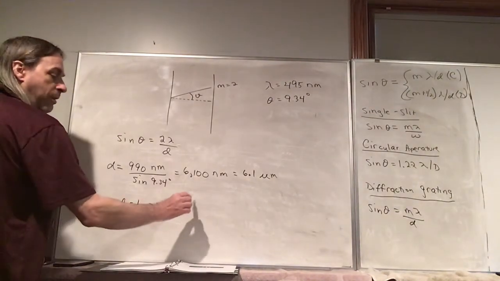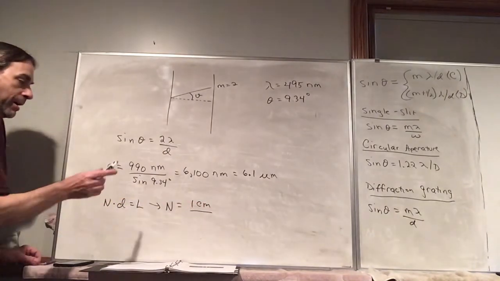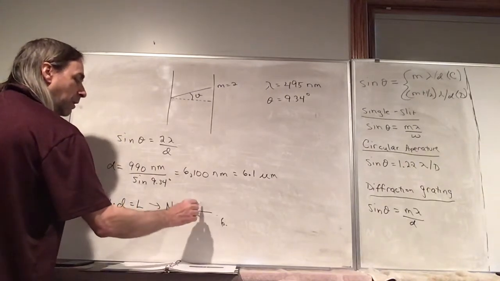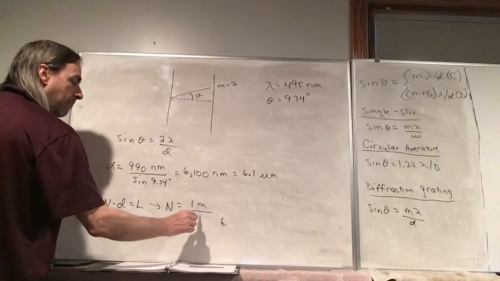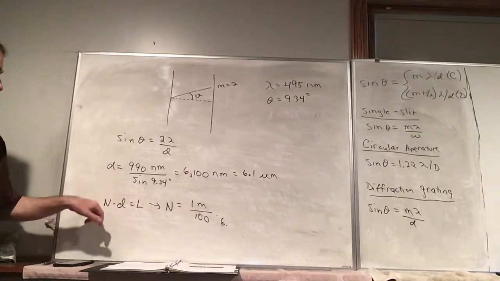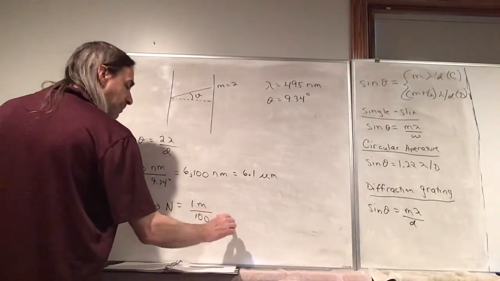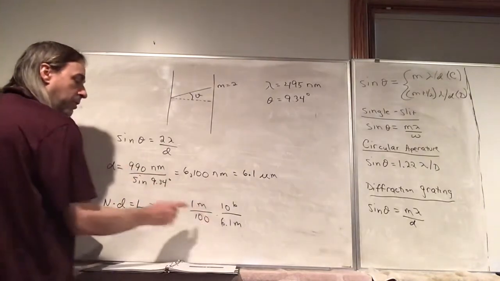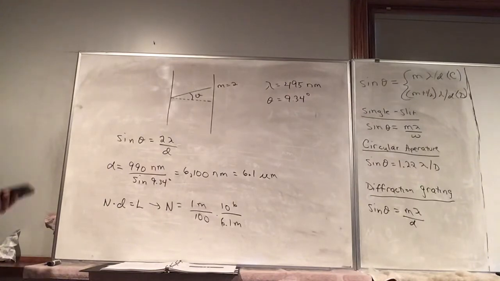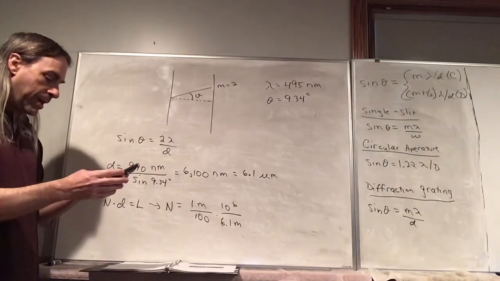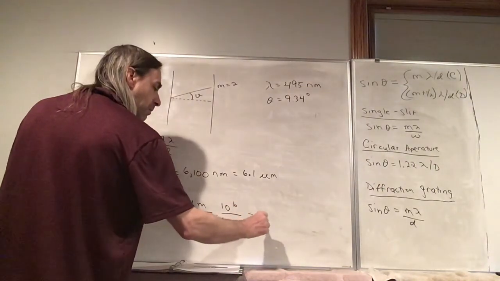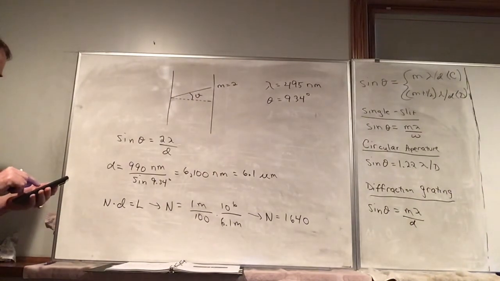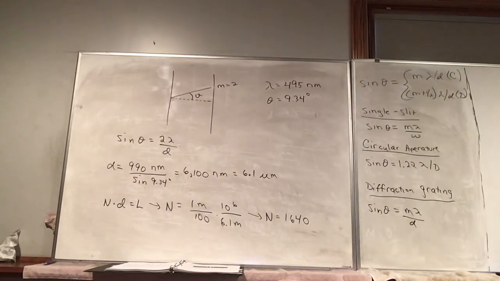That would be the length of the whole thing. What are the lines per centimeter? So let's say we have a 1 centimeter length, divided by 6.1. Let's convert it. 1 centimeter is 1 meter over 100. That's L. And then divided by d, which is 6.1 micrometers. So we put 10 to the 6 on top. Sorry, it's 10 to the 6 over 100. That's 10 to the 4. So I'm taking 10,000 divided by 6.1, and I'm getting 1,640. So that's the number of lines per centimeter.